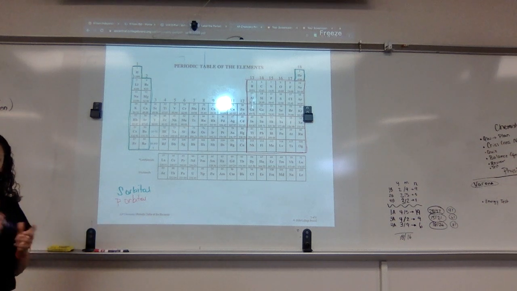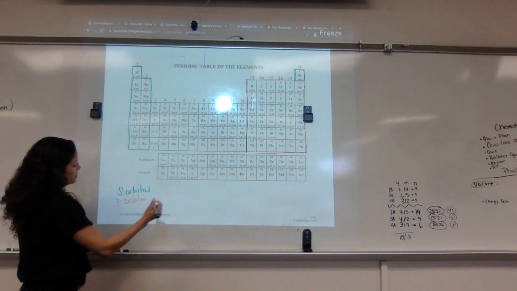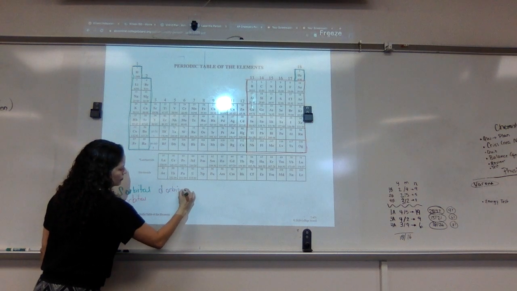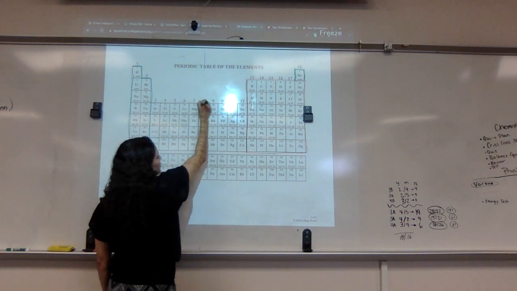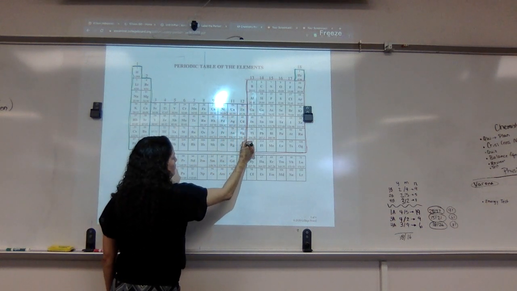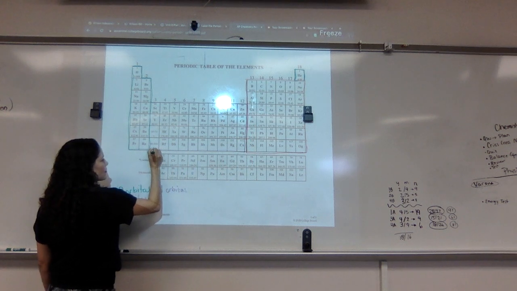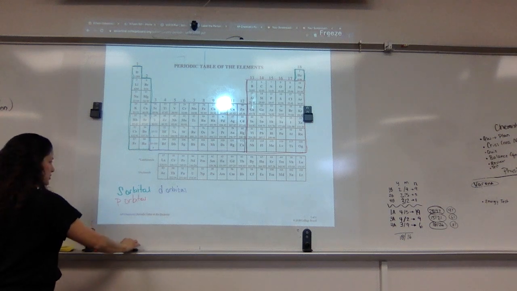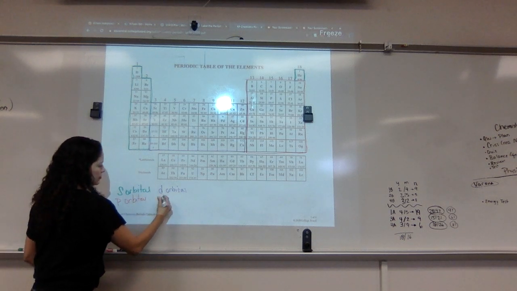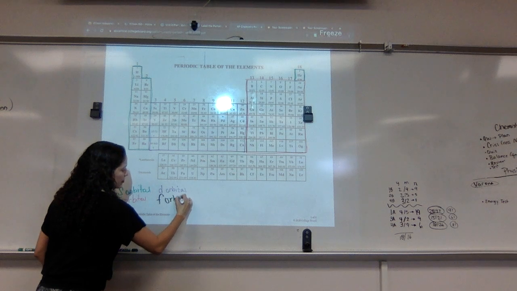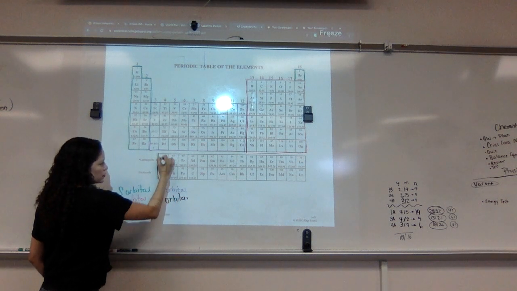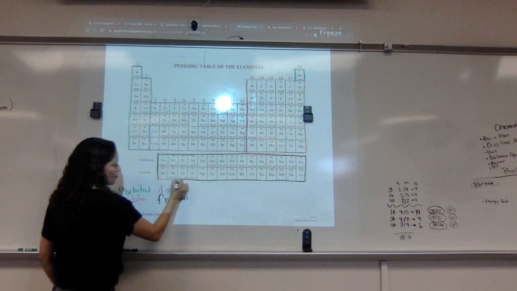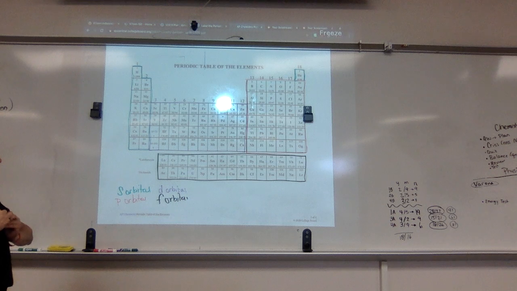You're going to get your third marker color, and we're going to label this as your d orbitals. It's all this section right here. And then last but not least, your f orbitals. It's all these down here at the bottom. So you're going to have all these labeled.